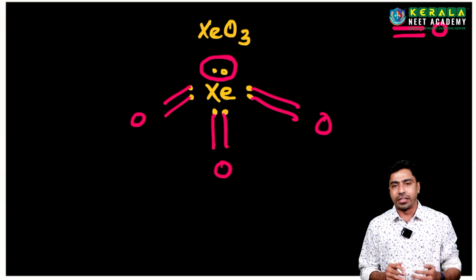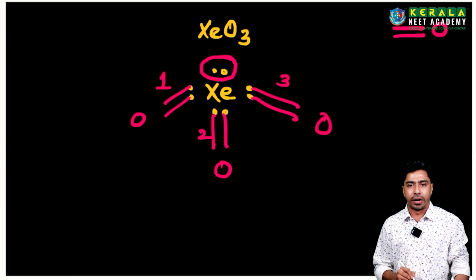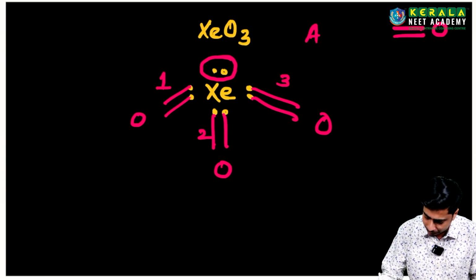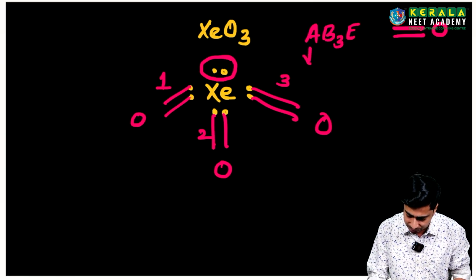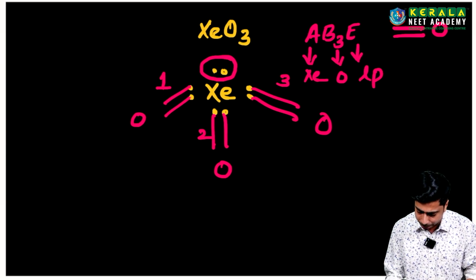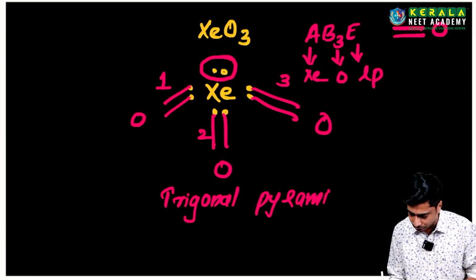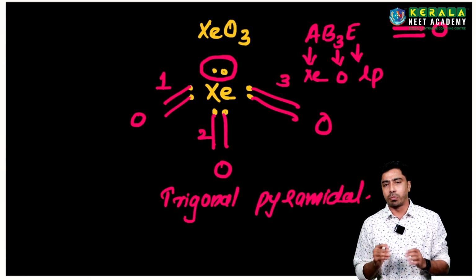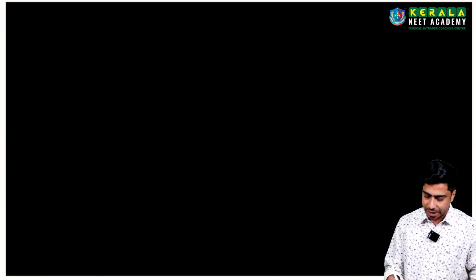So which category will this belong to? See, one bond pair, second bond pair, and the third bond pair. So XeO3 will be of the type AB3E. Here A represents xenon, B represents oxygen, and E represents the lone pair. So it is AB3E type. An AB3E type molecule will have a trigonal pyramidal geometry. So XeO3, which we will learn in p block elements, has a trigonal pyramidal geometry.